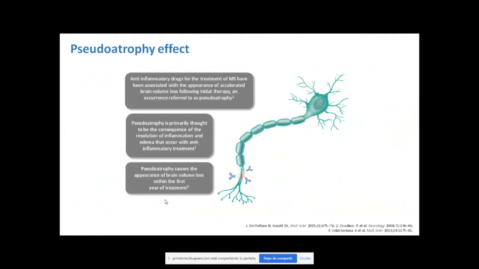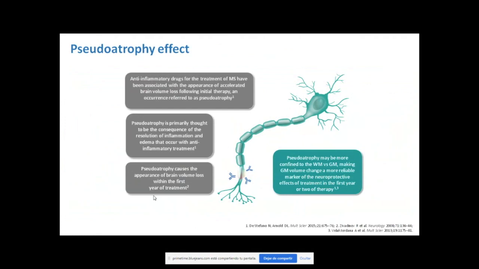And the consequence of that is an appearance of brain volume loss, particularly relevant within the first 6 months or the first year after the onset of the treatment, that could be interpreted as brain atrophy.